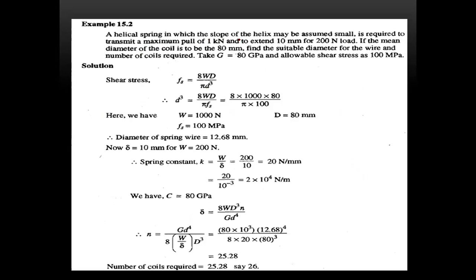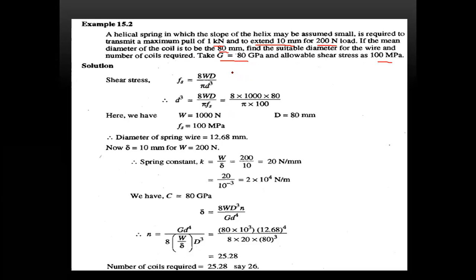A helical spring in which the slope of the helix may be assumed small is required to transmit the maximum pull of 1 kilonewton and to extend 10 mm for a 200 Newton load. If the mean diameter of the coil is 80 mm, find the suitable diameter for the wire and the number of coils required. Take G is equal to 80 GPa and stress is equal to 100 MPa.